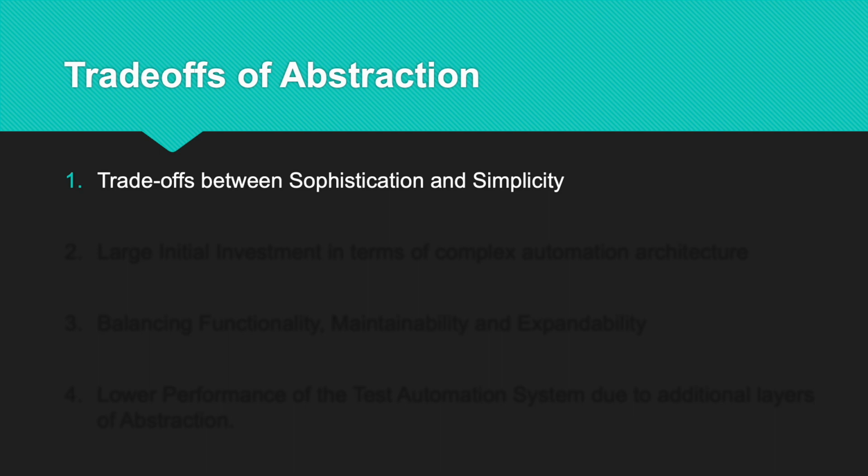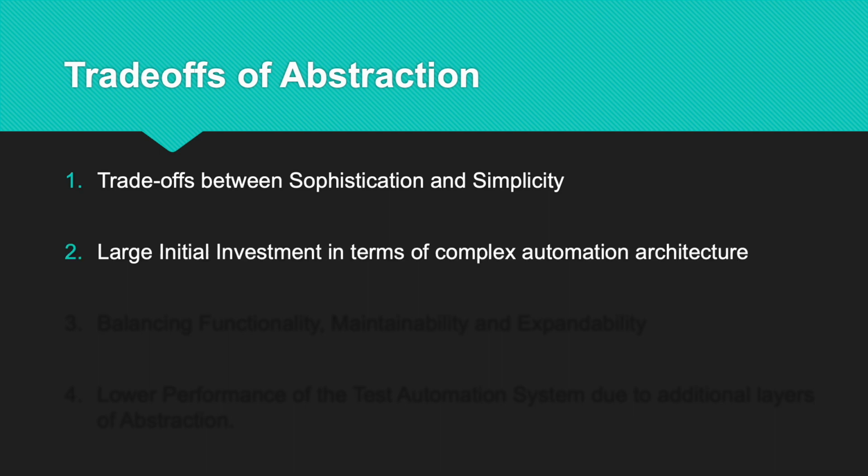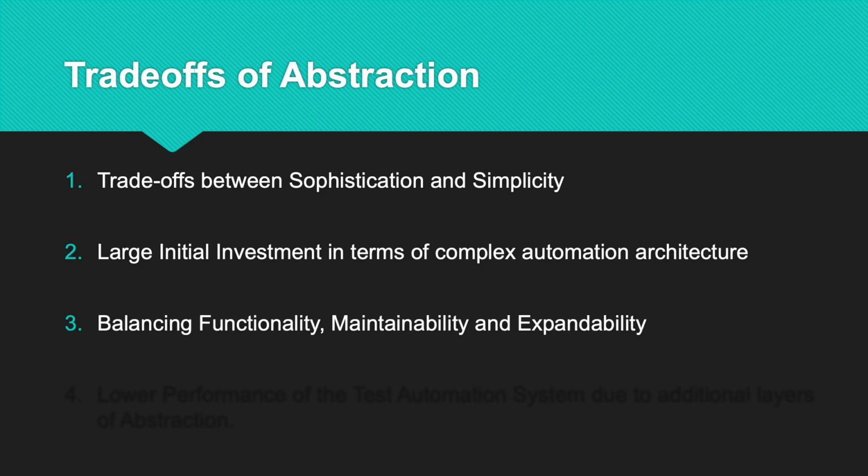Embracing a high level of abstraction often requires large initial investments in terms of complex automation architecture, specialized tools, skill set requirements, and bigger learning curves as well. So these investments may delay the initial break-even point of the automation project as teams invest time and resources into learning new technologies and refining their automation frameworks.